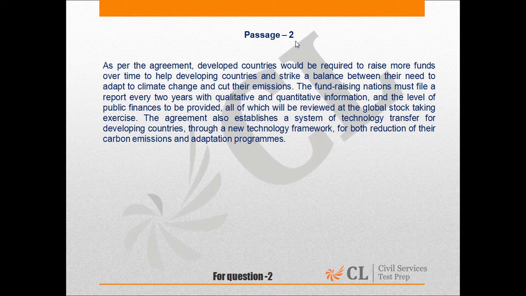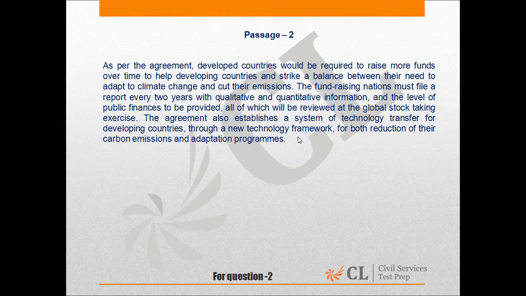It talks about a certain agreement where developed countries would be required to raise more funds over time to help developing countries and strike a balance between their need to adapt to climate change and cut their emissions. Now it also goes on to list 2 or 3 other requirements which the developed countries have to do in order for the developing countries to cut down on their carbon emission and make the world more eco-friendly. I mean, we can infer this much from this passage.